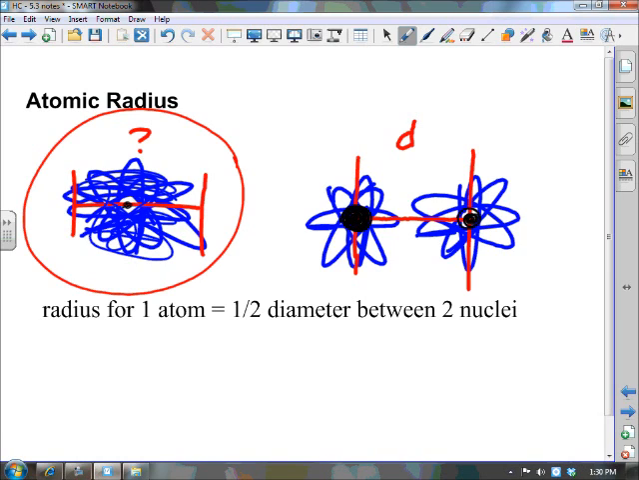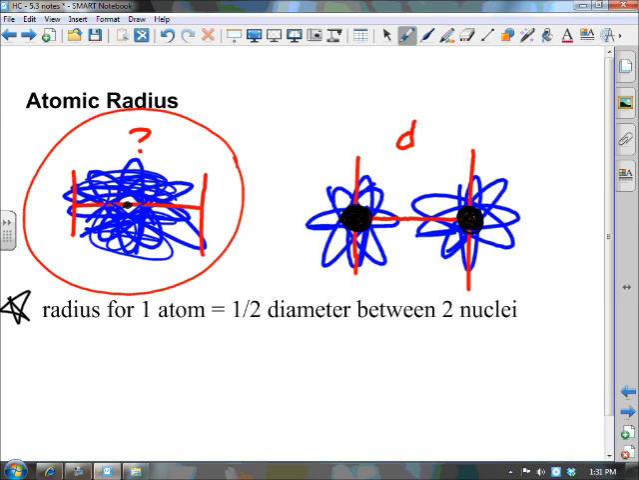Nuclei are very dense particles, and so through experimentation instruments, we can measure the distance between 2 nuclei. Therefore, the radius for one is half of that distance between the 2 nuclei. And again, we're talking on the ranges of several picometers to maybe 100 or 200 picometers. Remember, milli is 10 to the -3, micro is 10 to the -6, nano is 10 to the -9, pico is 10 to the -12 meters. Extremely small.